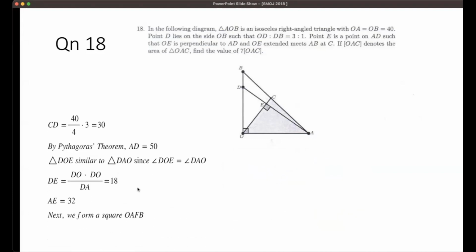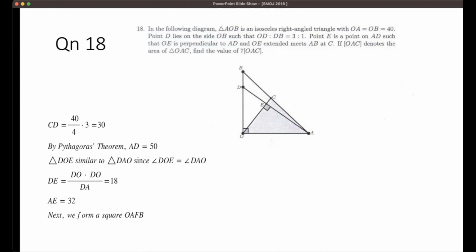So first we find the length of OD, sorry there's a typo, which equals 30 since the ratio of OD to DB is 3:1. And by Pythagoras theorem, AD equals 50. We can see that triangle DOE is similar to triangle DAO since angle DOE equals angle DAO. And from this, we can find the length DE, which equals 18, since the ratio of the sides is the same. And from this, we get AE equals 32.